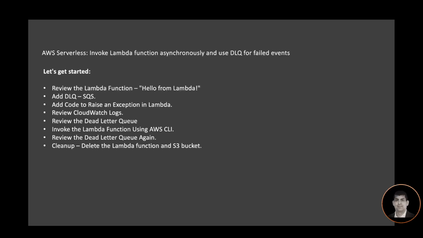Let's get started. We're going to review a very simple Lambda function, hello from Lambda. I'll add a DLQ, the dead letter queue, which is an SQS queue, and then I'll add the code to raise an exception. I'm forcing the failure of the Lambda function so that the event can be logged in the DLQ. We'll review the CloudWatch log, we'll review the DLQ, and then I will invoke the Lambda function using AWS CLI. We will see whether the message is being logged in the DLQ or not. And then at the end, we'll do the cleanup, which is basically deleting the Lambda function and all the associated resources.